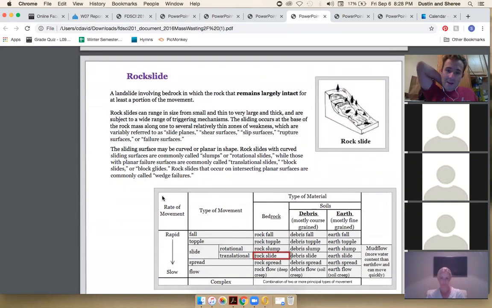Then you've got rock slides, okay? And this is key right here, this first sentence. A landslide involving bedrock in which the rock remains largely intact, not completely intact, and it's not like these rock falls where it's completely falling apart, for at least a portion of the movement of the slide. So they're sliding down. They can be thin to very big and thick in their scale. So they could be just 3 or 4 feet thick, or they could be 15, 20 feet thick.